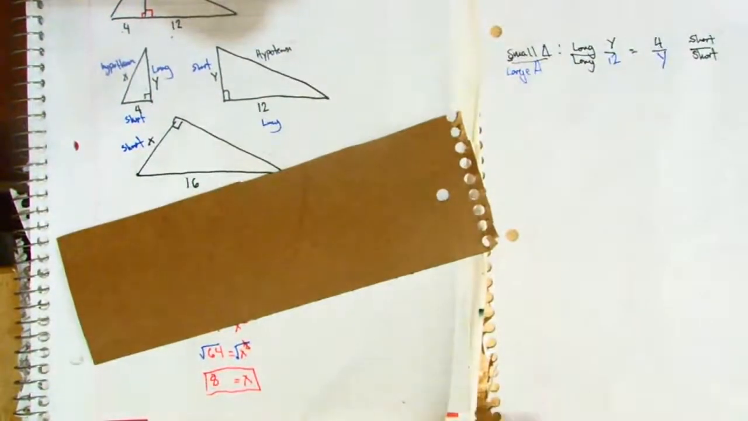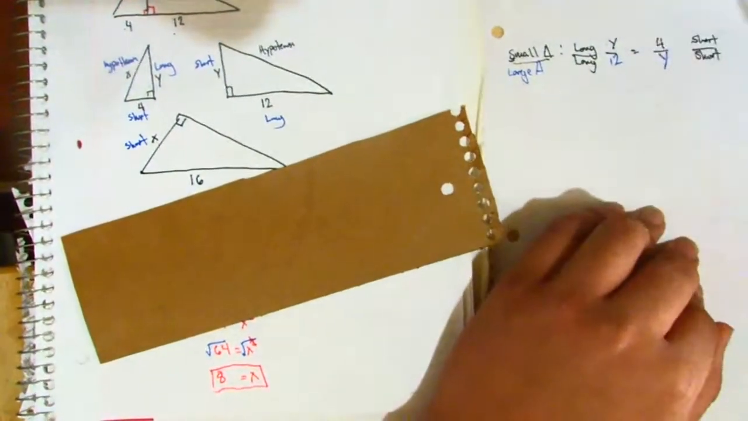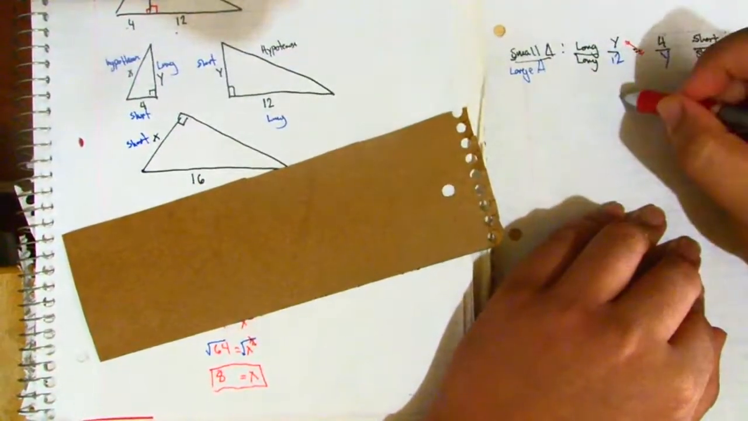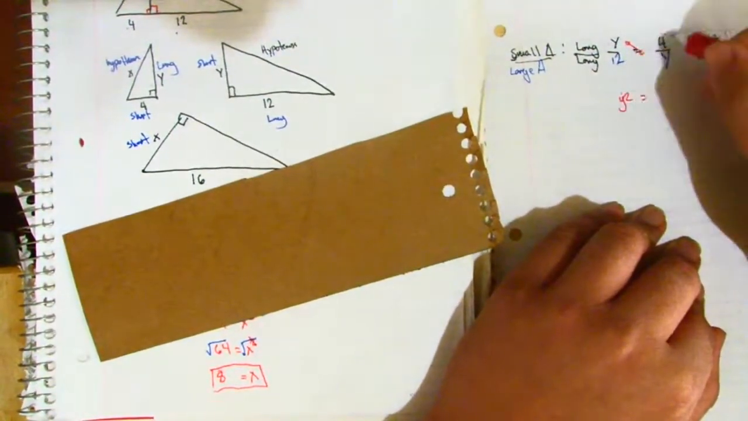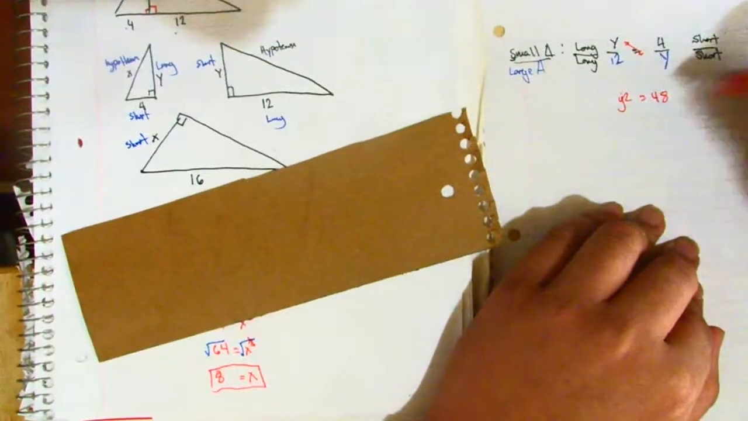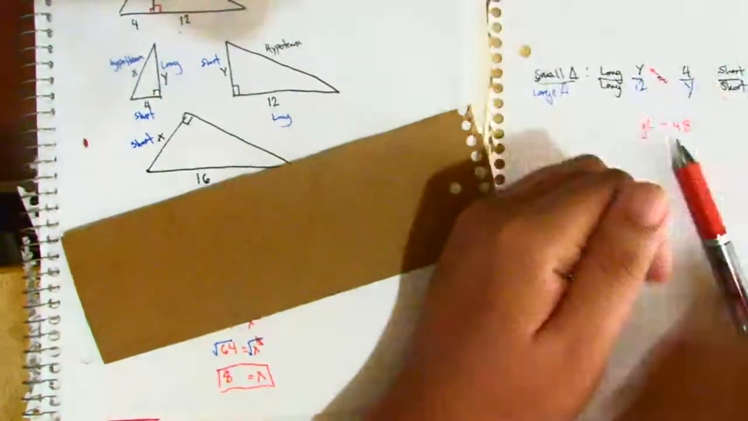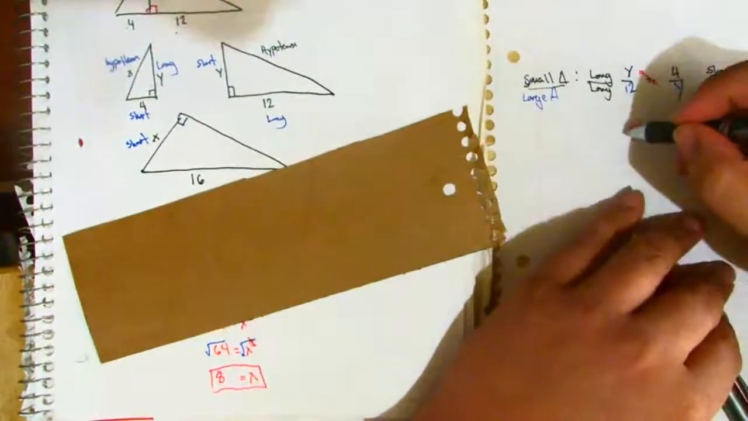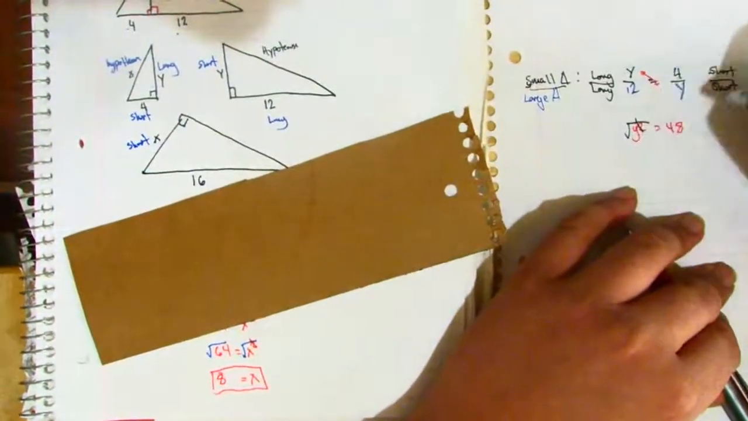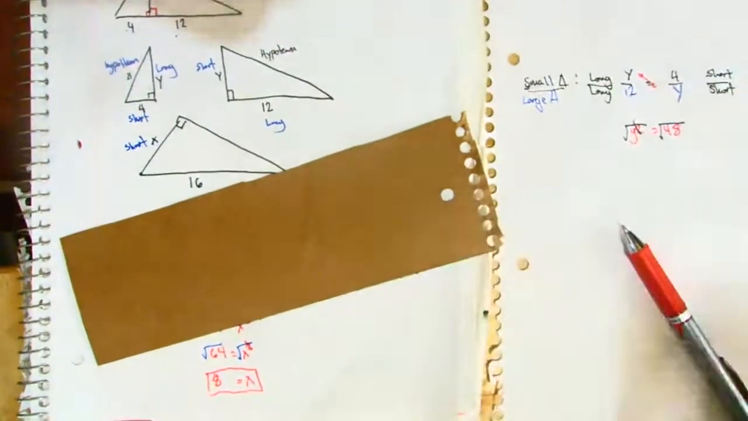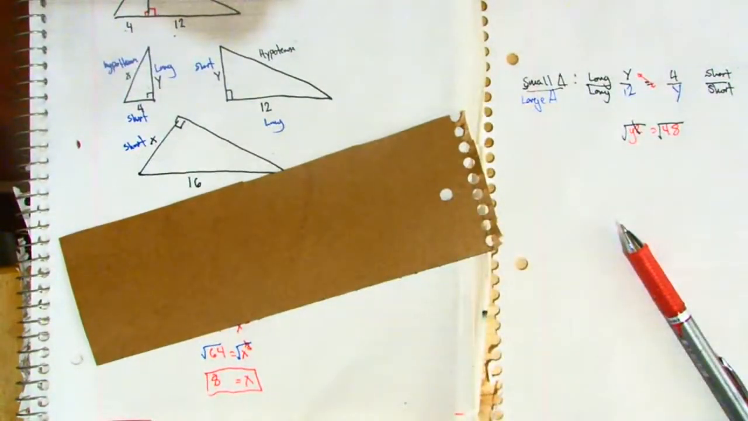Here all you have to do is the same thing, just cross multiply. y times y is y squared, and 12 times 4 is 48. So y squared, how do you cancel out a y squared? Use a square root. This will cancel out the exponent. And here we have to find the square root of 48.